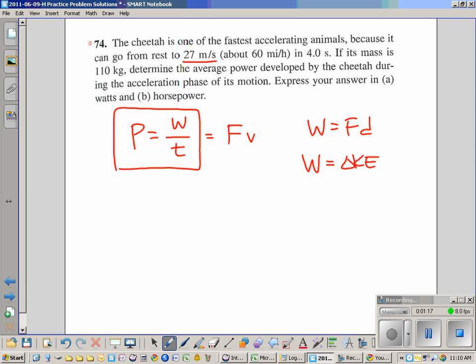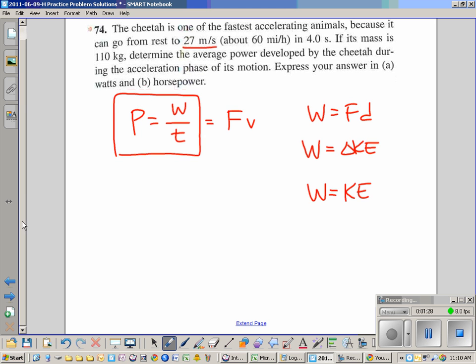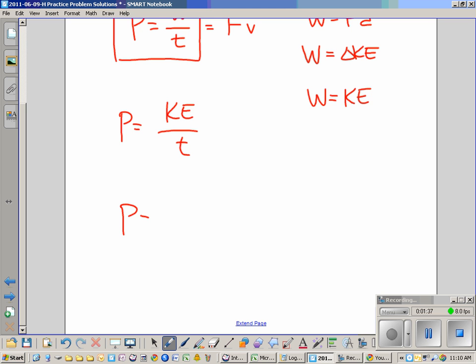Since the cheetah starts from rest, the work done by the cheetah is just going to be whatever its kinetic energy is. So power is going to be equal to its final kinetic energy divided by the amount of time. Power is equal to 1/2 the mass of the cheetah times its final velocity squared divided by t, or more appropriately, mv squared over 2t. We've got all those numbers.